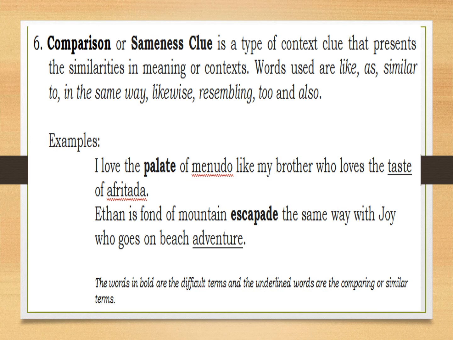Number 6. Comparison or sameness clue is a type of context clue that presents the similarities in meaning or context. Words used are like, as, similar to, in the same way, likewise, resembling, and also. Examples: I love the palate of menudo like my brother who loves the taste of afritada. Ethan is fond of mountain escapade, the same way Joy goes on beach adventure. The words in bold are the difficult terms, and the underlined words are the comparing or similar terms.